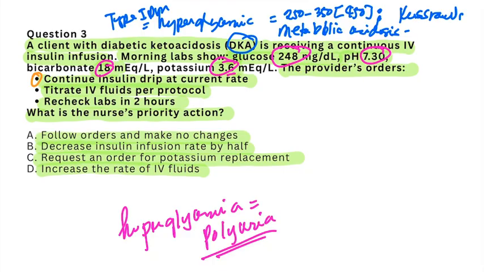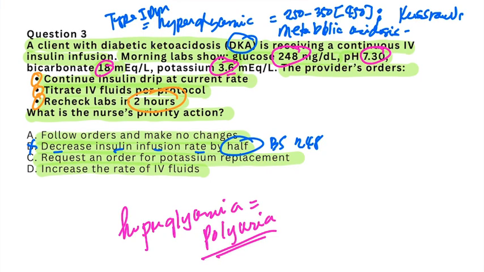Continue the infusion, that's the order. Titrate and then recheck in 2 hours. So let's look at the answers first. Let's look at answer number two. It says decrease insulin infusion rate by half. Now, remember, the blood sugar is still 248. So that would not be a good option. So letter B is incorrect.